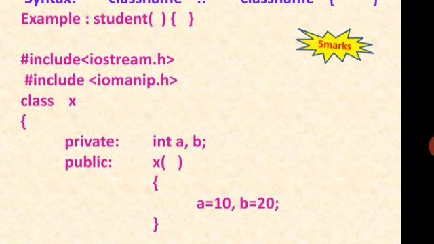It will have whole numbers. Next, in the public section, I have declared the constructor. You can see how it is created. The name of the constructor is the same as the name of the class. Next, inside the constructor, I am initializing the values. A is equal to 10 and B is equal to 20. I have done this assignment inside the constructor.